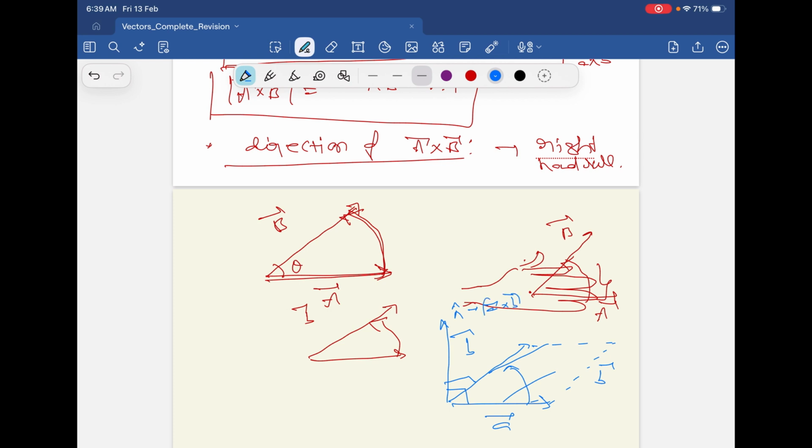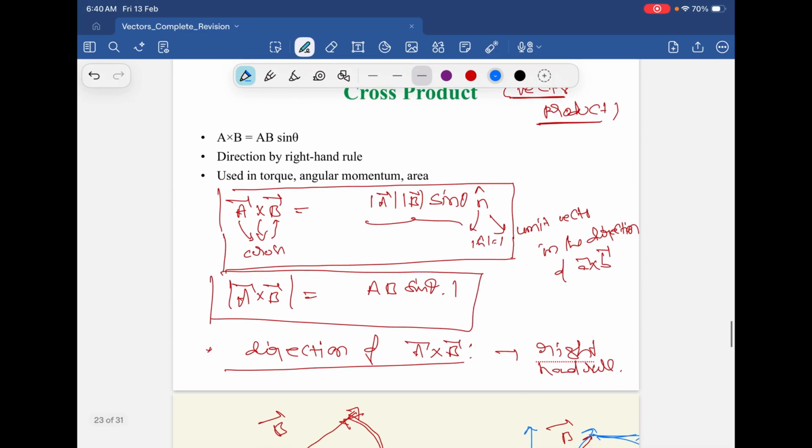Okay, so right hand rule, A bar cross B bar. Stretch the fingers of your right hand in the direction of vector A bar, then curl towards B bar, then thumb gives what? Direction of A cross B. This is perpendicular to B, perpendicular to A, and also perpendicular to the plane formed by A and B. Okay, this is A bar cross B bar.